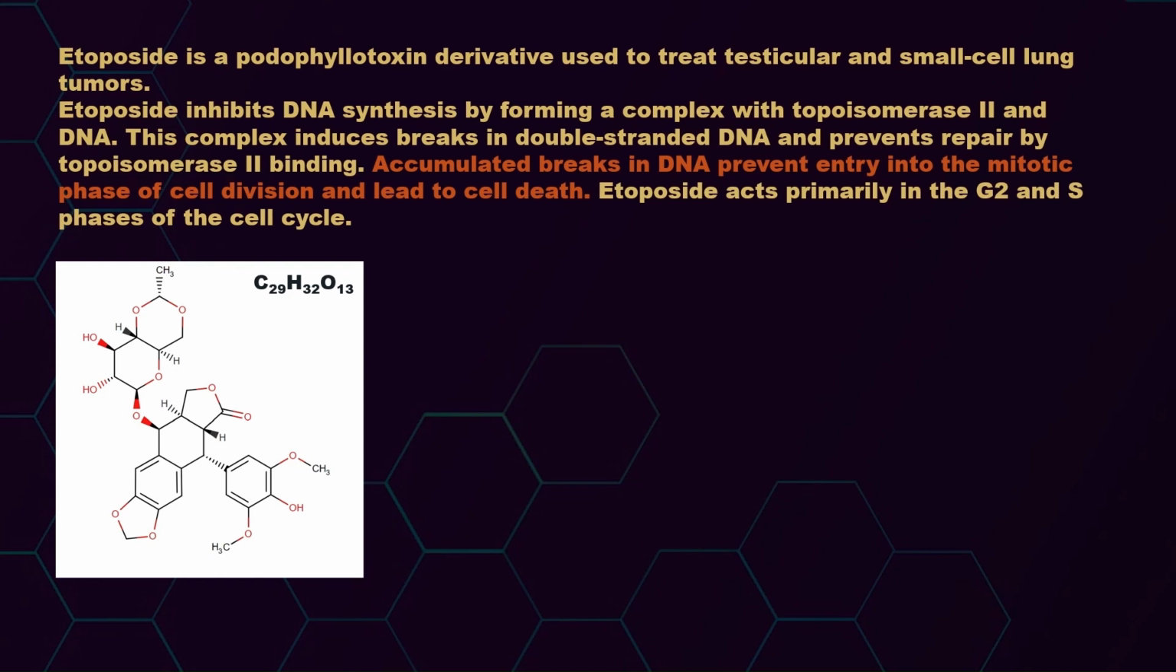and if the DNA is not perfectly replicated or synthesized in S phase, the cell cycle will not progress. So cells will not move to mitotic phase. So that leads to a halt of cell division and ultimately cell death. So etoposide acts primarily in G2 and S phase of the cell cycle. So for etoposide, it inhibits DNA replication. So for R, it is 3.